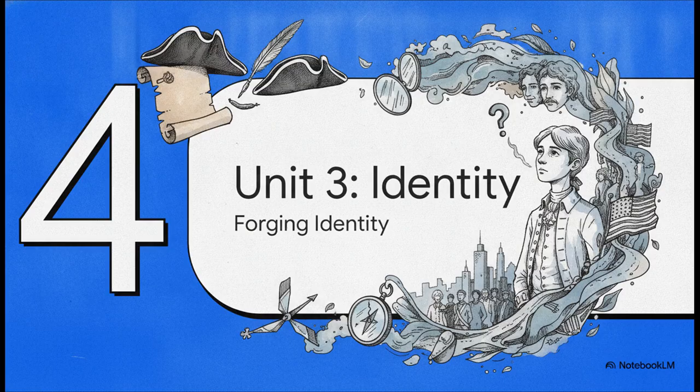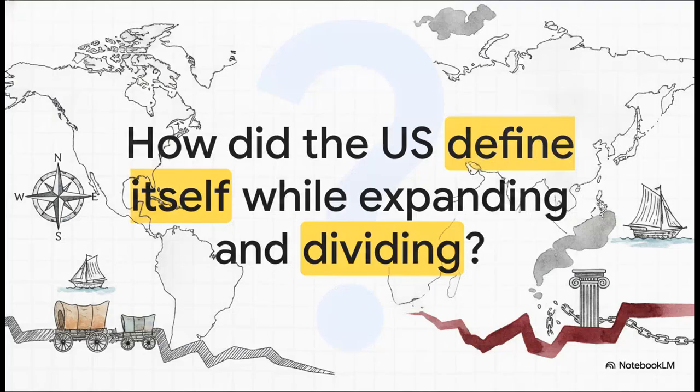Section 4. Unit 3, Forging identity. So, how did the United States define itself while expanding and dividing? This question offers another vital angle for your assessment. To synthesize a powerful thesis here, you're going to draw upon the Formation of an American Identity unit guide. You really must articulate how the nation was physically growing at this massive rate while simultaneously fracturing along political and social fault lines. Synthesizing those dual forces of expansion and division is just a phenomenal way to anchor your argument.